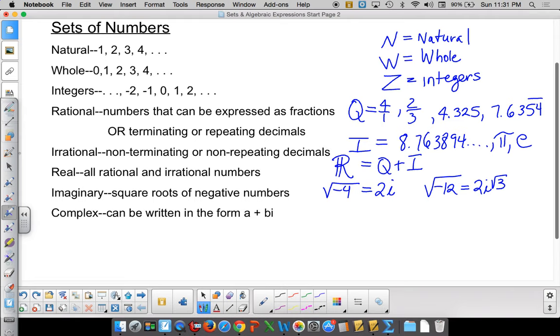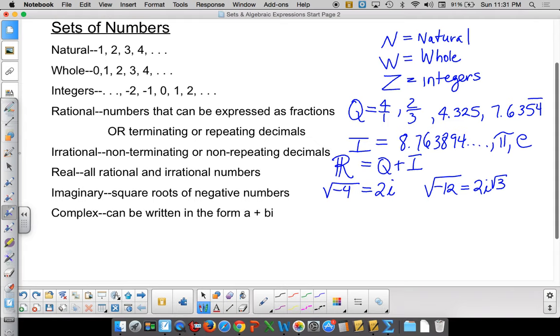Anything with a square root. The key thing is it's square root, not cube root, not fourth root, not 10th root. Imaginaries are only square roots of negative numbers. That's important. Last but not least then, somebody said, well, hey dude, let's put the real and the imaginary numbers together and we're going to form a complex number.